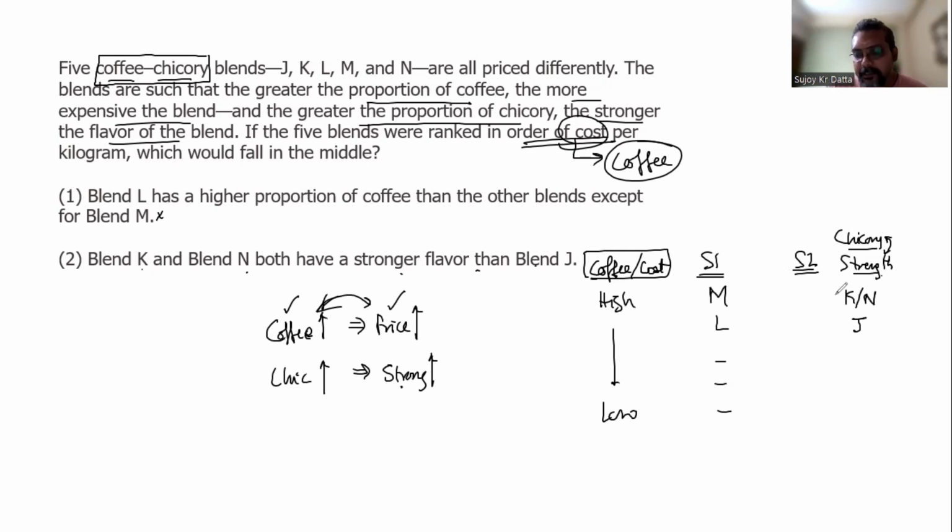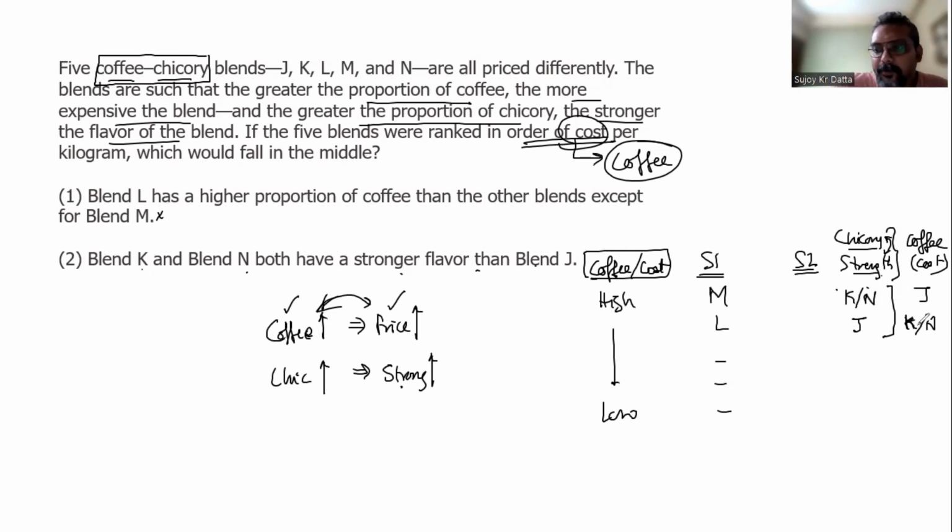So if chicory is in this order, that means you are saying K and N have very high chicory compared to J. That means the percentage or proportion of coffee in K and N must be lower because it's just a mix of coffee and chicory, right? So if K and N, let's say, have 70% chicory and 50% for J, that means coffee wise, J has 50% coffee and K and N have only 30% coffee. So the percentage for coffee would get reversed. So from here, I can conclude according to coffee, and hence therefore cost, J will be on top, K and N will be below.